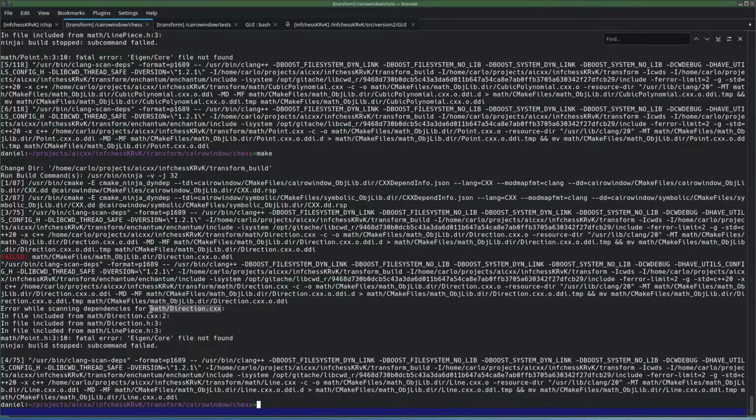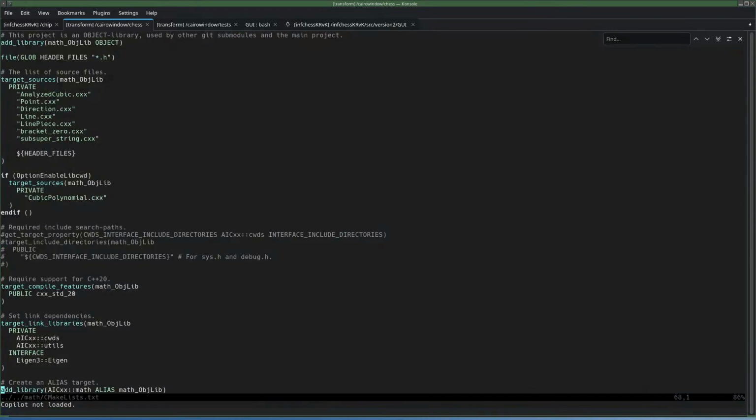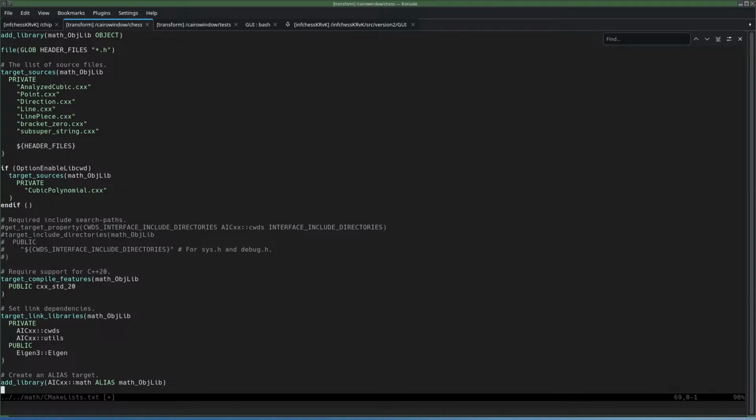So while compiling, yeah, it's not interface, nonsense. It's just public. The interface would be like, I don't need it myself, but stuff that links with me does. Well, let's put this first. Feels more logical to put the public stuff first.